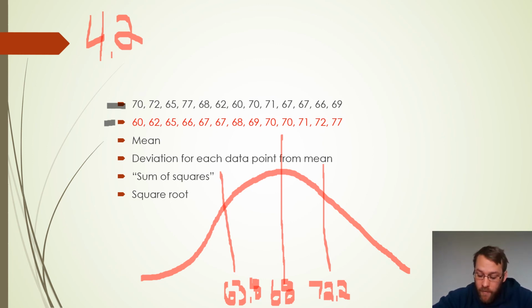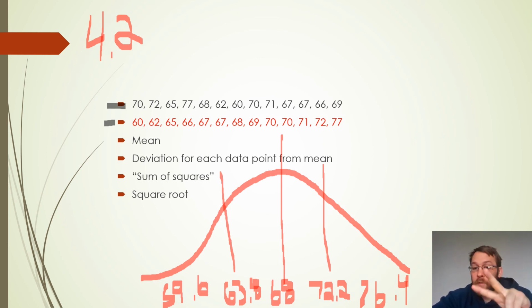If I go out to 2 standard deviations, I take 72.2, I add 4.2 onto it again, and now I have 76.4 and 59. 63.8 minus 4.2 is 59.6. And now I've gone out to 2 standard deviations. So now I can predict with 95% accuracy that 95% of my students are going to fall between 59.6 inches tall and 76.4 inches tall. All right. Then you can take that up to 3 standard deviations for 99.7% accuracy with regard to prediction.